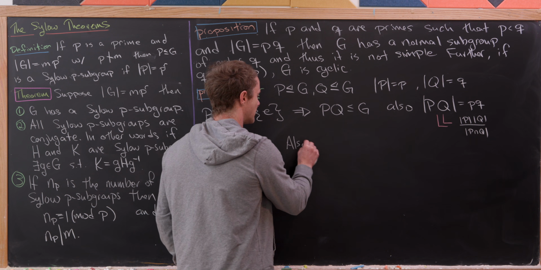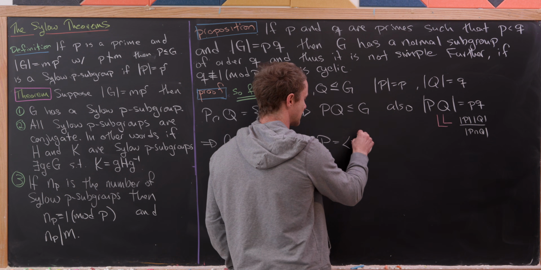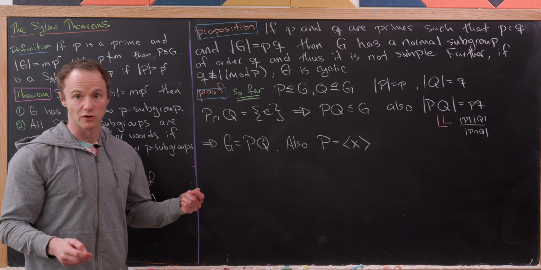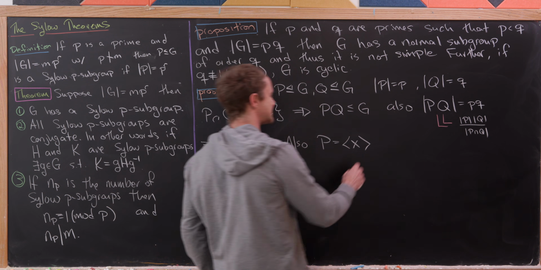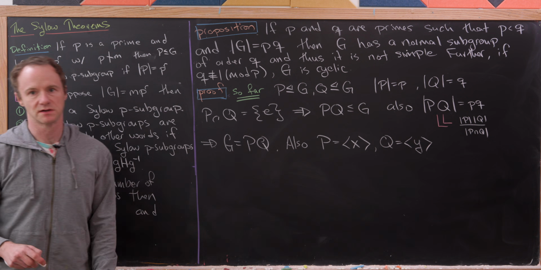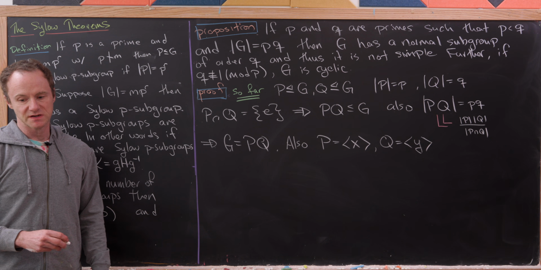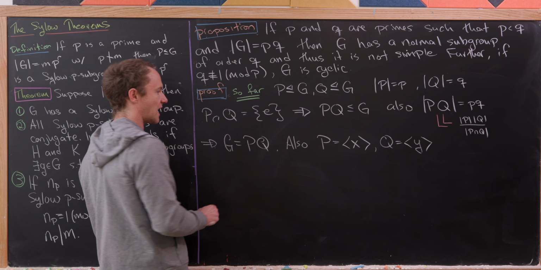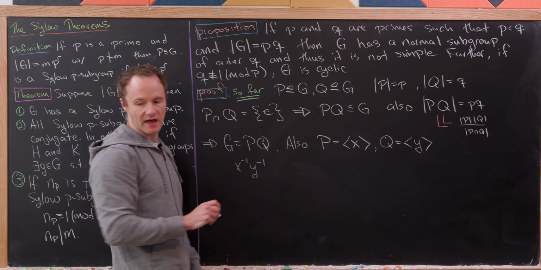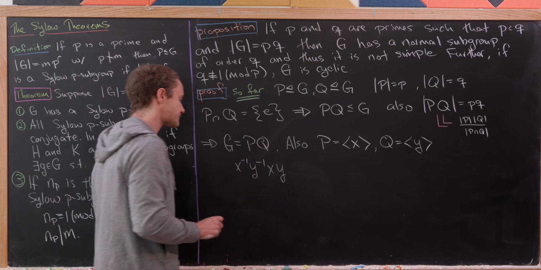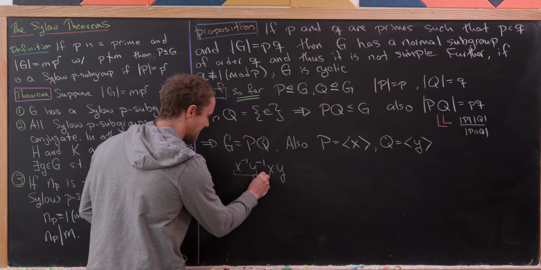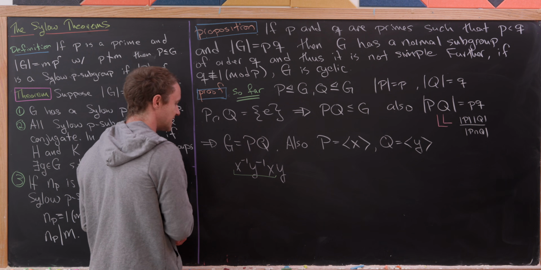So let's now notice that P must be cyclic, and we'll say that it's generated by X. How do we know P is cyclic? Because it's a group of order prime. And then similarly, Q is cyclic for the same reason, because its order is prime. Okay, so now let's look at the following object. So let's look at X inverse Y inverse, and then X, Y.